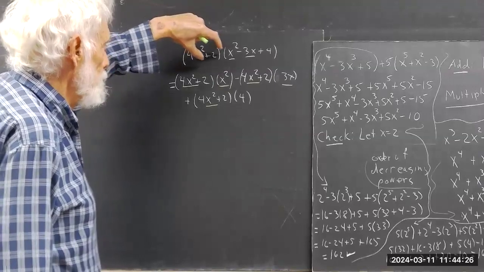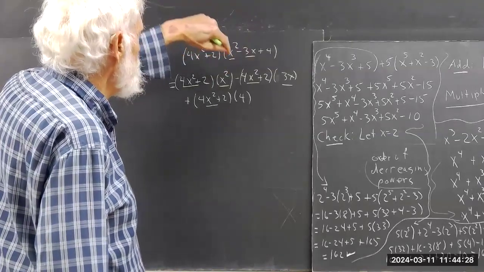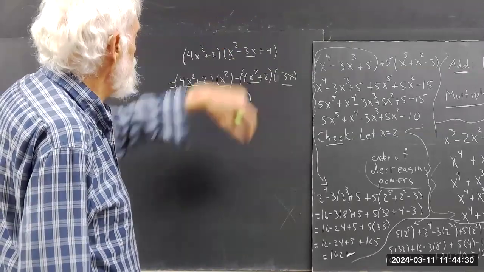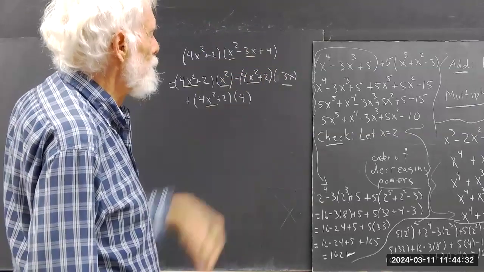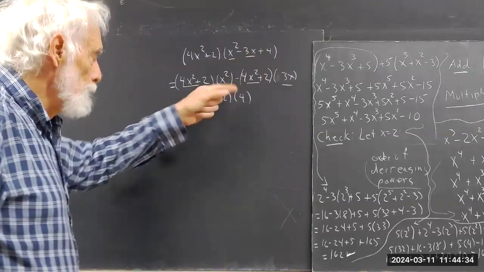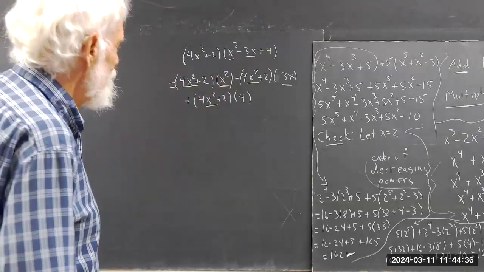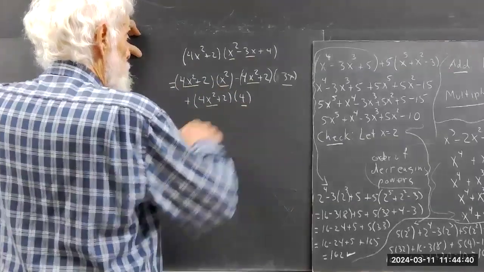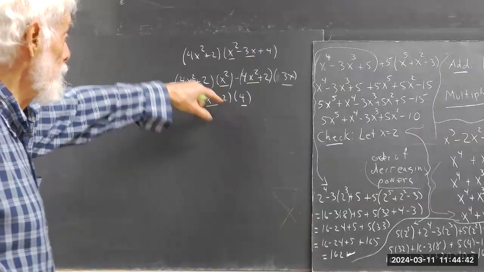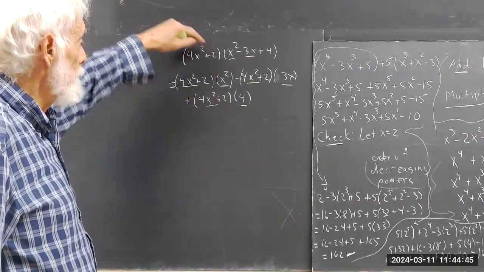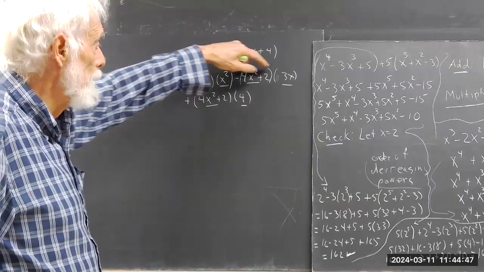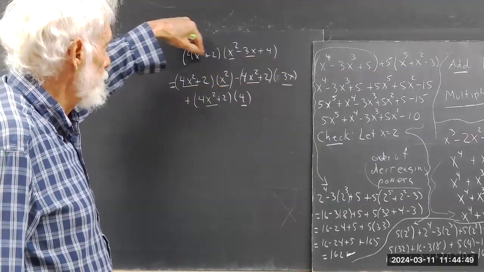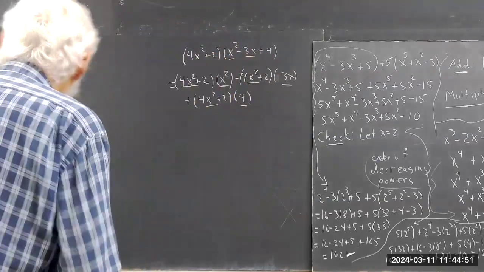So 4x squared plus 2 times 3x should be minus 4x squared plus 2 times 3x. I prefer to write it out this way because it gets confusing if you've got too many plus signs. Anyhow, there it is multiplied by x squared, there it is multiplied by negative 3x, and there it is multiplied by 4.